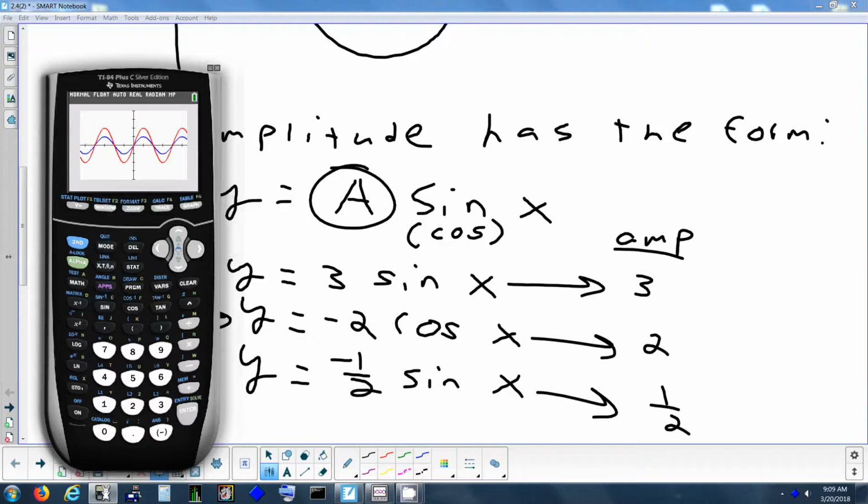Numbers less than 1 but more than 0, okay, fractions, would make it smaller. So if you did like 0.5, now you could do 0.52, but okay, 0.5 is going to cause the graph to be half as tall.